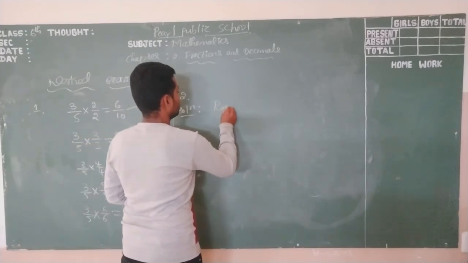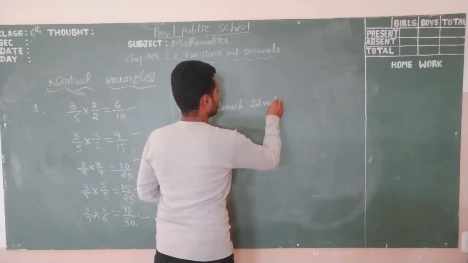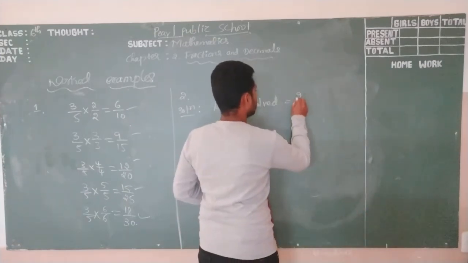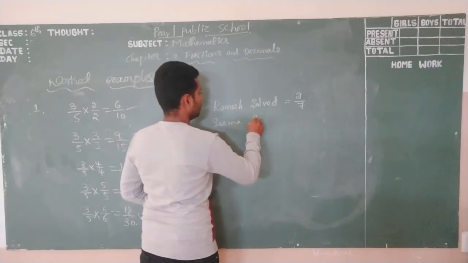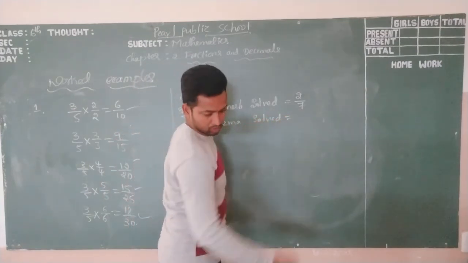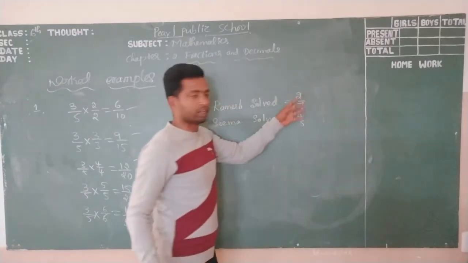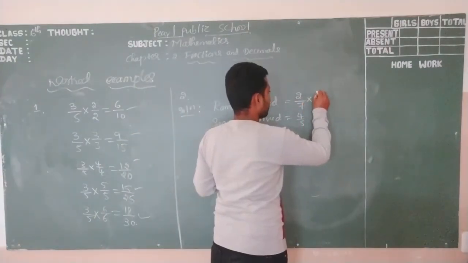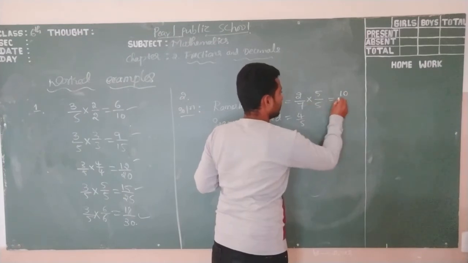Ramesh solved 2 by 7. Seema solved how much? 4 by 5. We just convert this into an equivalent fraction. Okay, so multiply this by 5, and this denominator also by 5. 2 5s are 10. 7 5s are 35.